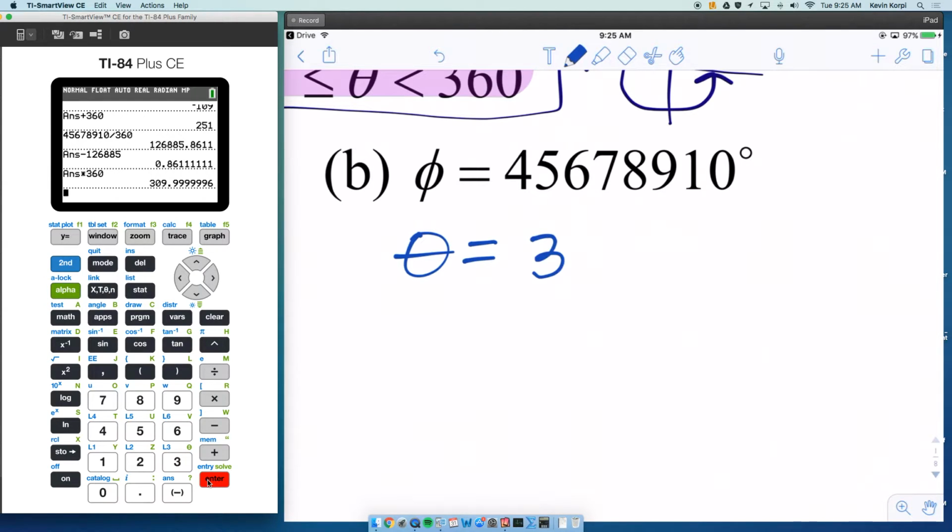You should always be thinking, always. That's the whole purpose of really mathematical studies. So is that right? No, I'm not thinking. The answer is what? 310. Now, if you want, you could verify that. Let's take 310 and say plus, how many full rotations was it? 126,885 times 360. Take your angle and add 126,885 full rotations to it. And what should you get? 4,567,8910. There you go. So now you can check.